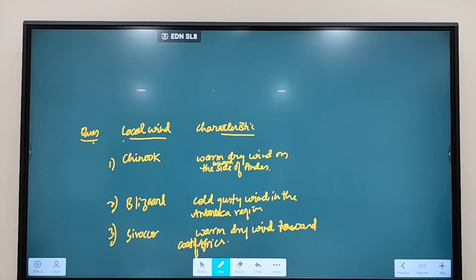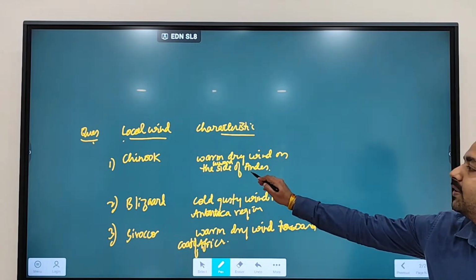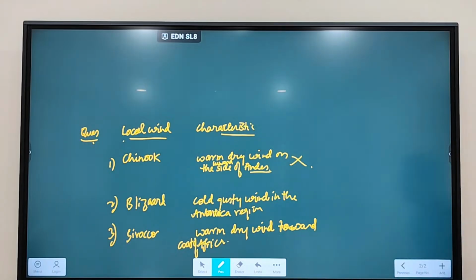Chinook is on Andes or Chinook is on Rockies? Rockies. On Andes, what is there? So Zonda. So first is a wrong statement. Warm dry wind on the leeward side of what? Rockies, not Andes. So first is wrong.